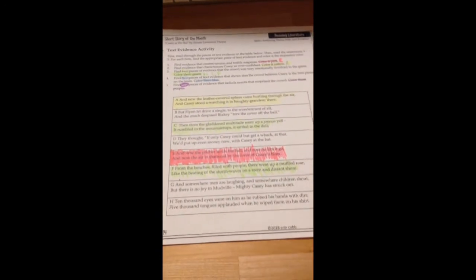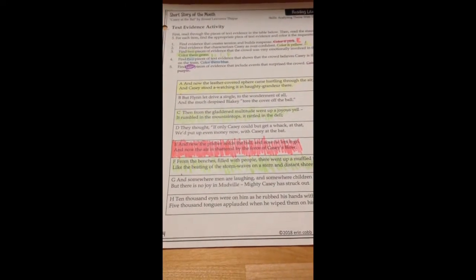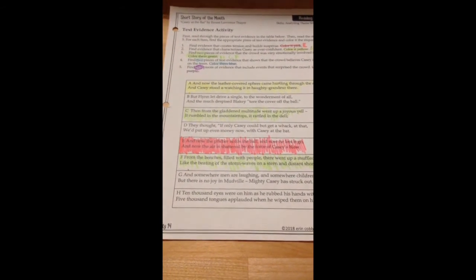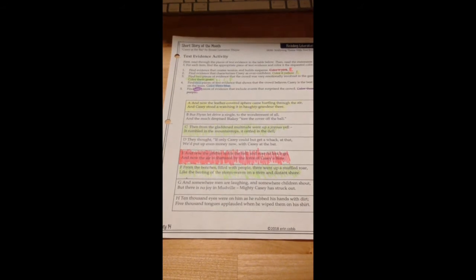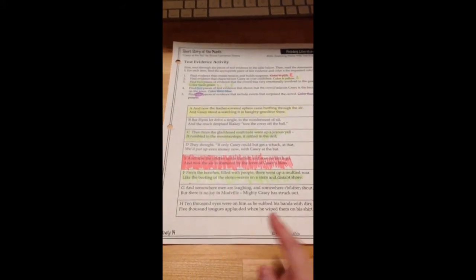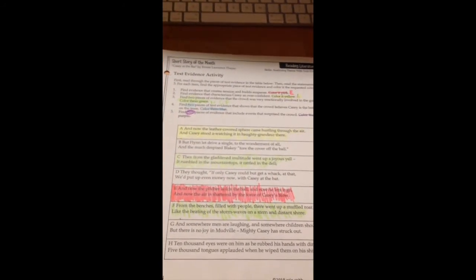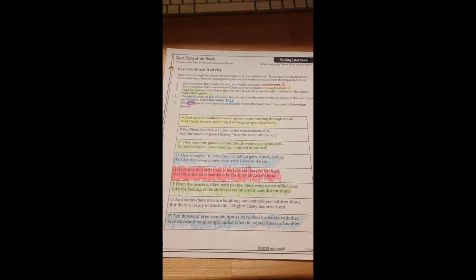Find two pieces of text evidence that show the crowd believes Casey is the best player on the team. I think D. If only Casey could get a whack at that, we'd put up even money now with Casey at the bat. 10,000 eyes were on him as he rubbed his hands with dirt. 5,000 tongues applauded when he wiped them on his shirt. That tells me they think he's pretty stinking great. So, D and H. Okay, so D and H are colored blue.